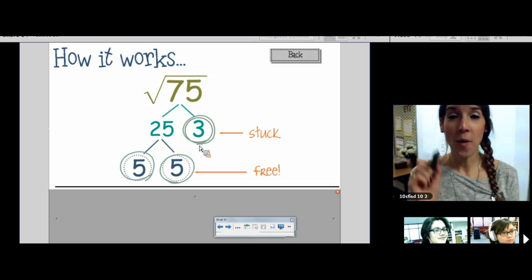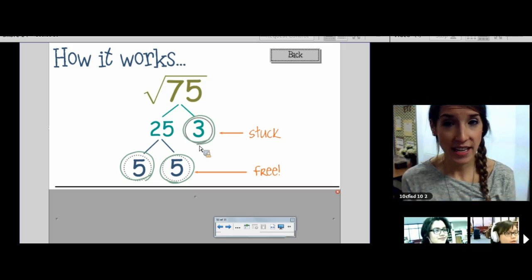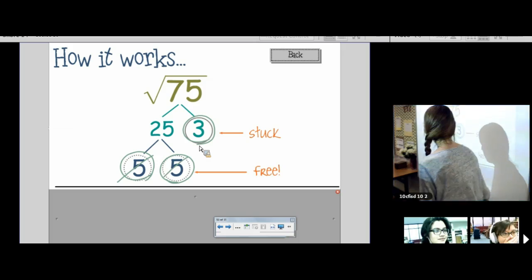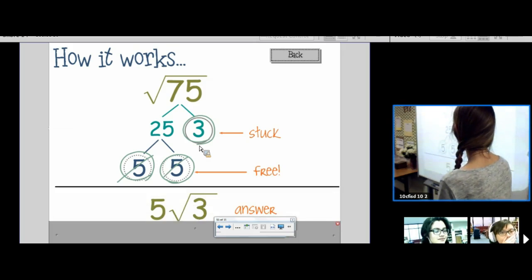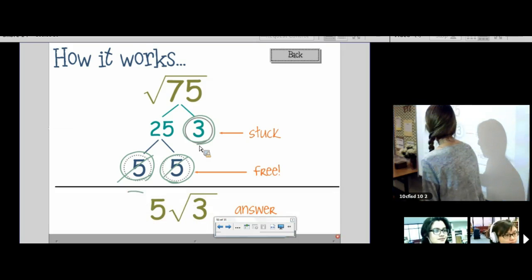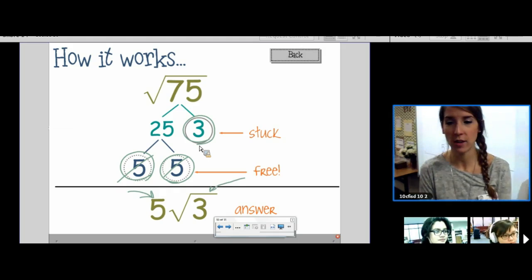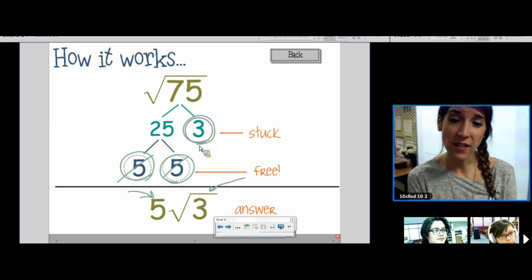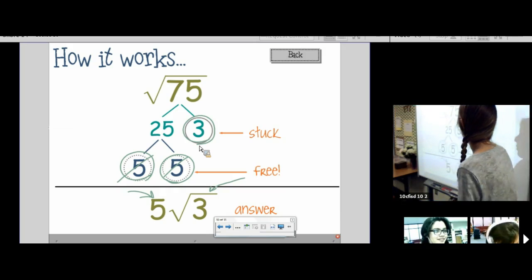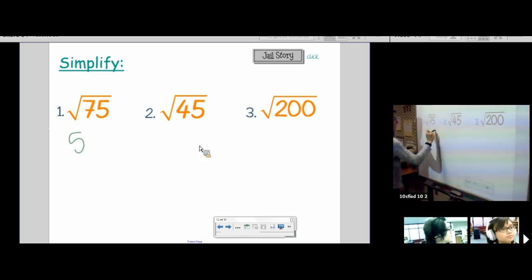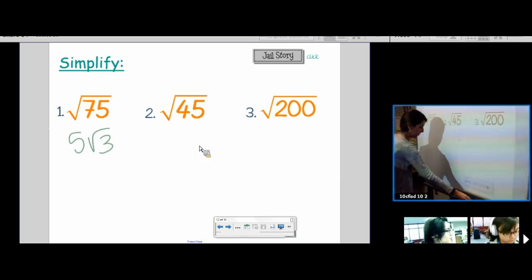Now, the ones that can find a twin, they get to escape. Only twins escape. So the 5s found a twin. They figured out how to get out of jail. They're out of math jail. And the 3 is stuck in math jail forever. So the square root of 75 is 5 root 3. Let's try the next one.